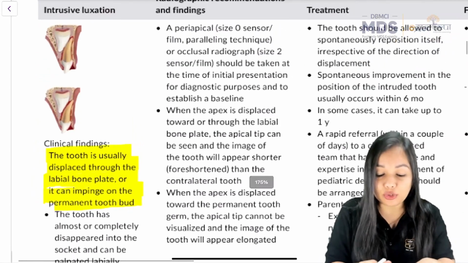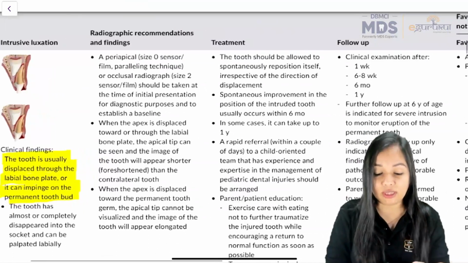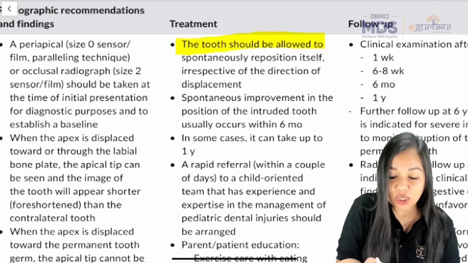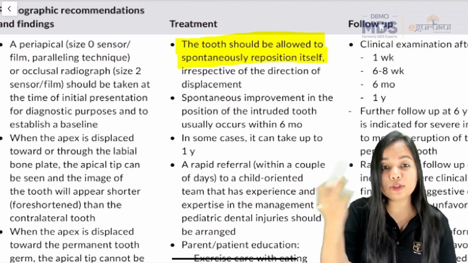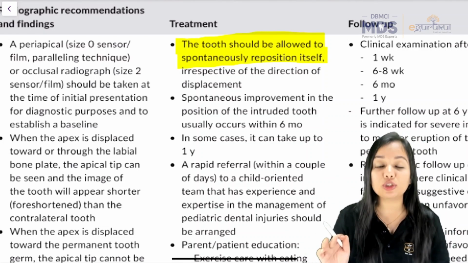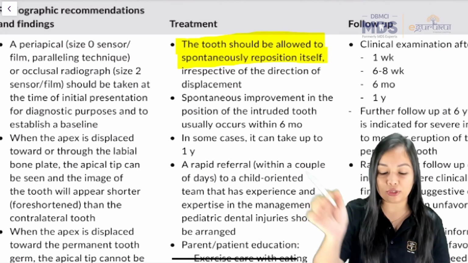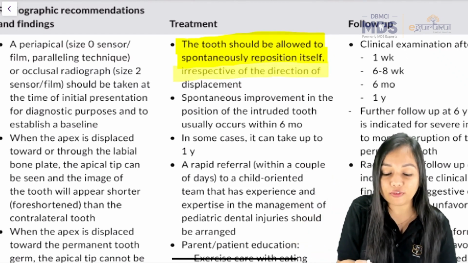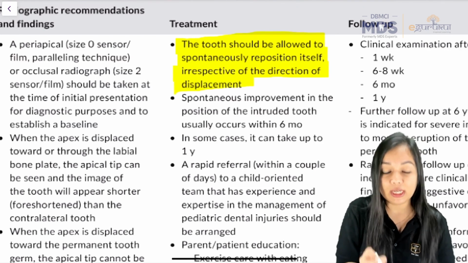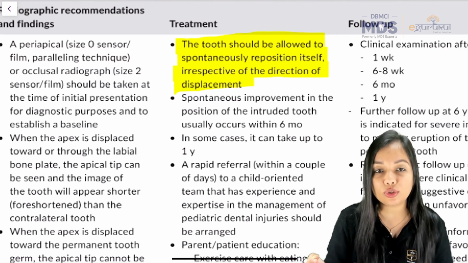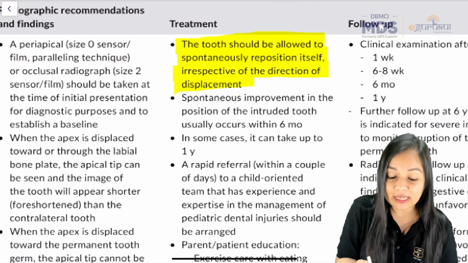So what you need to do is you take radiographs and everything, and when you look at the treatment, the tooth should be allowed to spontaneously reposition itself. Do not disturb the tooth. Let it spontaneously reposition itself into the new position, irrespective of the direction of displacement. Spontaneous improvement in the position of the intruded tooth usually occurs within 6 months.